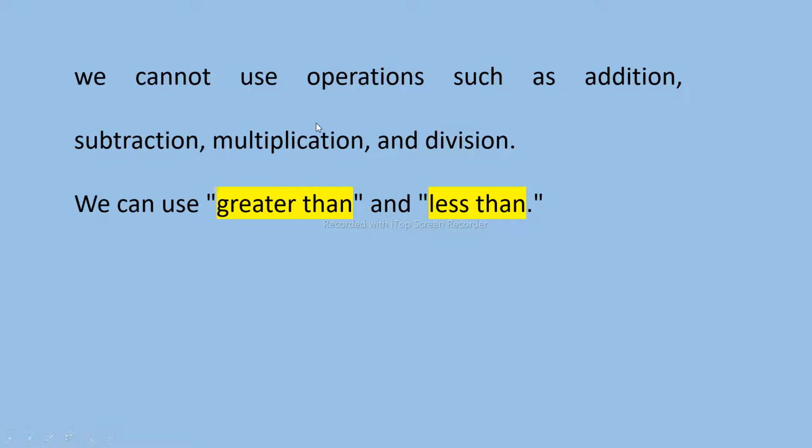So we cannot use operations such as addition, subtraction, multiplication, and division, isn't it? So what can we use? We can just use greater than or less than. So in this ordinal scale, what is possible? We can compare two parameters, using the comparison operators greater than or less than. We cannot use the other operators such as addition, subtraction, multiplication, and division.